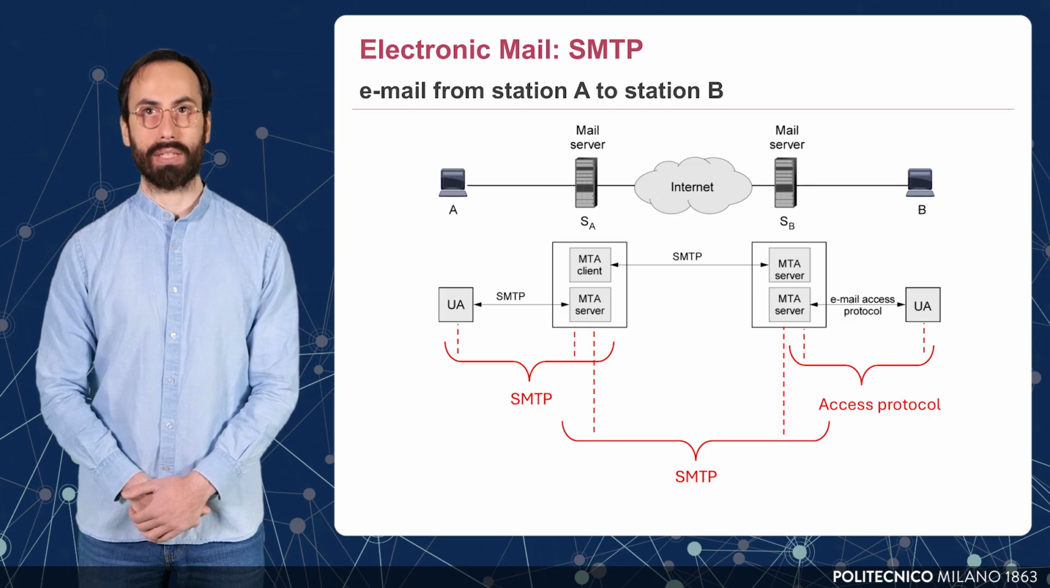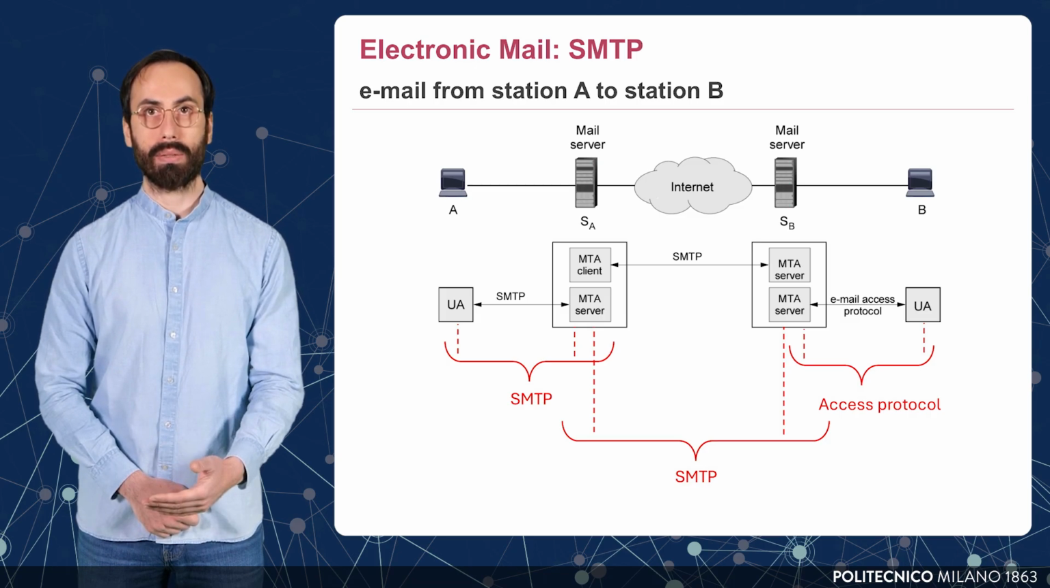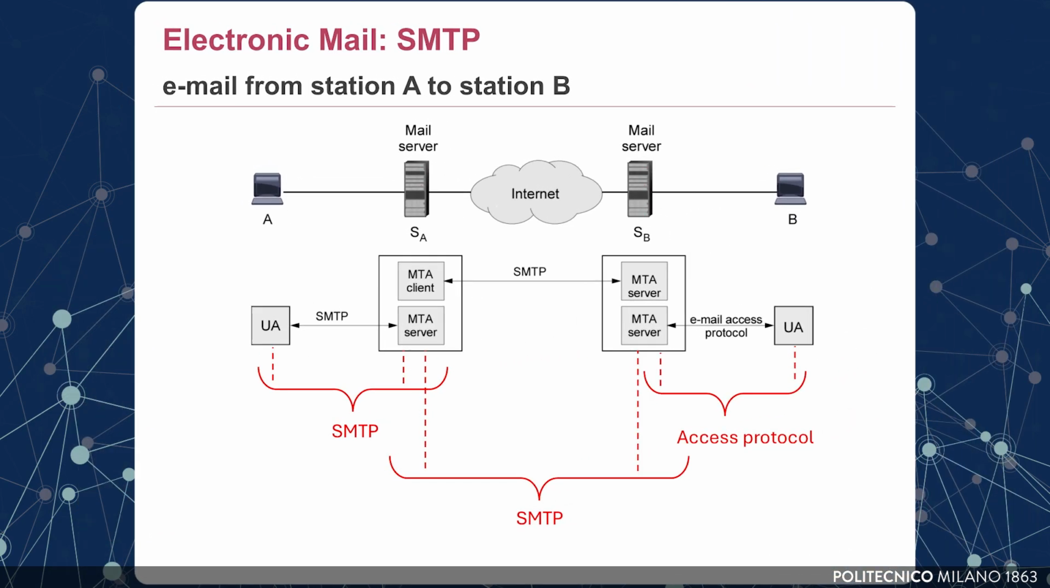SMTP is used to transfer email messages from a sender to a recipient through multiple mail servers. The process starts when the user agent sends an email to the local mail server using SMTP. The mail server then forwards the message to the recipient's mail server over the internet, also using SMTP. Once the email reaches the recipient's server, it is stored until the user retrieves it using an email access protocol such as POP3 or IMAP.